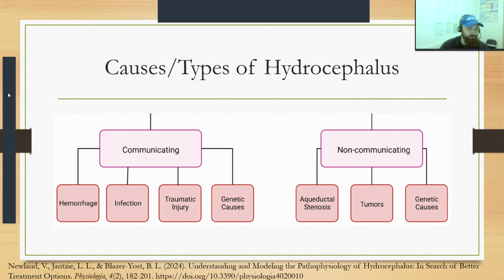And so if we start with the types of hydrocephalus, we've got communicating, which again could be caused by hemorrhage, possibly infection. Hydrocephalus can be caused by a traumatic blow to the head, or who knows, it could possibly be genetic. Maybe you're just predisposed to this. Maybe you have a lot more cerebrospinal fluid. But then you have the non-communicating types.